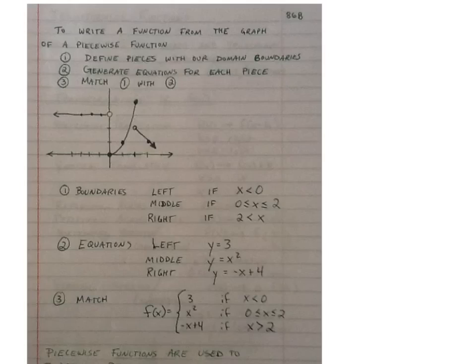And the last part of the skill is we should be able to look at a graph and generate a piecewise function. And I've broken this up into 3 steps. Some people will combine steps 1 and 2 and just do it all in one go. But step 1 is define the pieces with our domain boundaries. So our first piece goes from negative infinity to 0, or you could say our left piece is when x is less than 0.